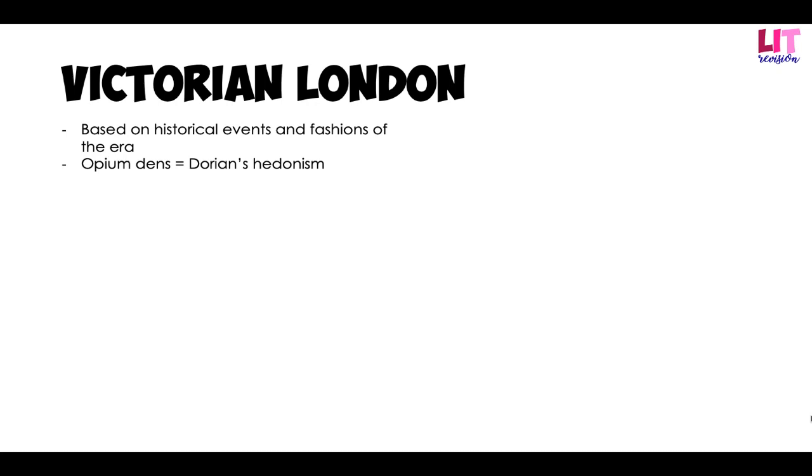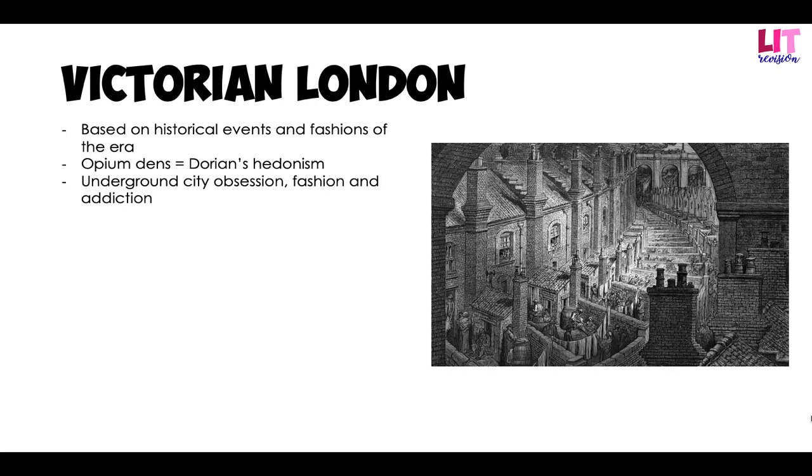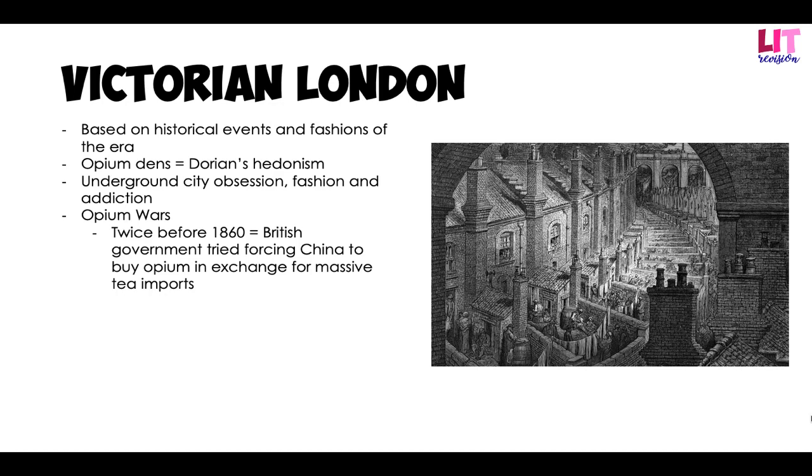In terms of the historical context of the text, the novel's depiction of Victorian London seems to draw a lot from the historical events and fashions of the era, at a time where opium dens made drugs like opium, obviously, and heroin readily available. It's no surprise that Wilde decides to incorporate this to highlight Dorian's hedonism. Indeed, Dorian's excursions into these particularly seedy worlds relate to the underground city obsession, fashion and addiction of opium. This speaks volumes about the legacy of the Opium Wars.